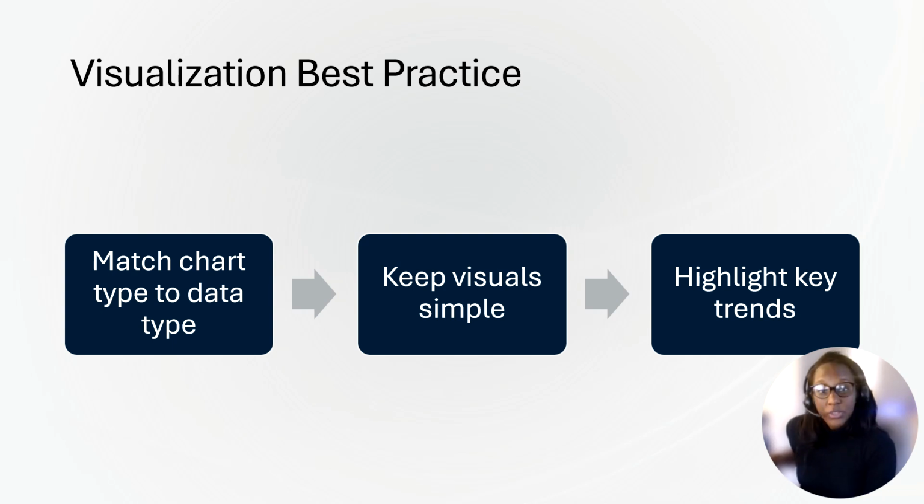The one visualization best practice that I applied was selecting chart types that match the data being analyzed. Bar charts were used for categorical comparisons, while relationship diagrams and scatter plots were used for correlation. Keeping the visualization simple and focused helped communicate insights more effectively.